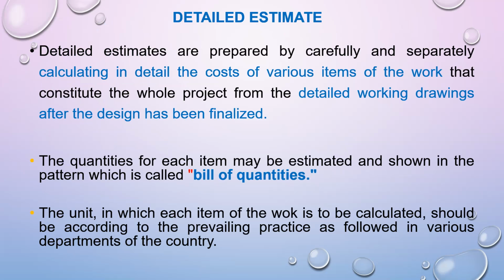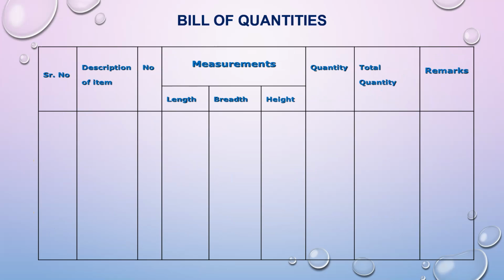Now let us think about detailed estimate. Detailed estimates are prepared by carefully and separately calculating in detail the costs of various items of the work that constitute the whole project from the detailed drawing after the design has been finalized. The quantities for each item may be estimated and shown in the pattern which is called bill of quantities. The unit in which each item of the work is to be calculated should be according to the prevailing practice as followed in various departments of the country.